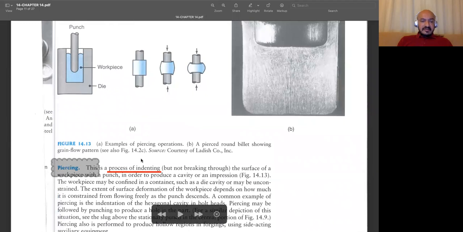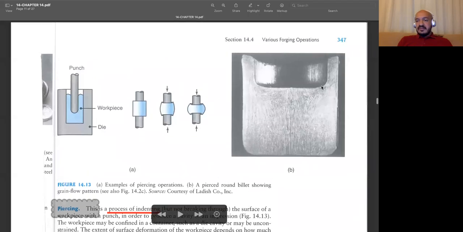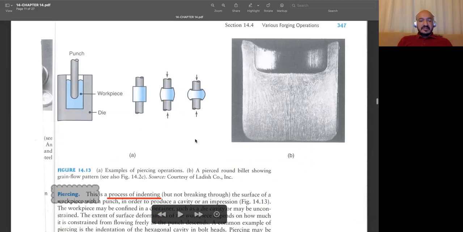Then we have piercing, another complicated process. Again, we have our die, we put our workpiece, and this time we are trying to obtain some indentations. You see, we have such a closed hole. We have an actual picture here. You can see the flow of the grains, the material, easily here. With the help of it, we obtain such features on the top surface.